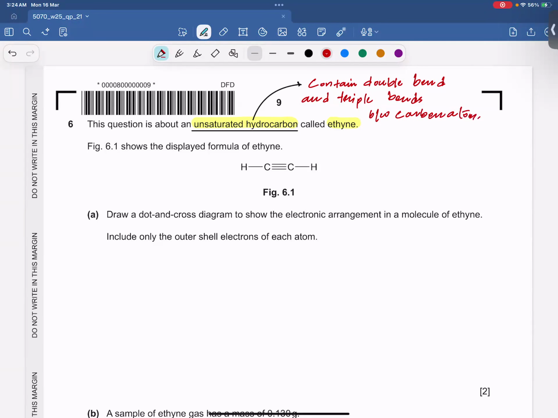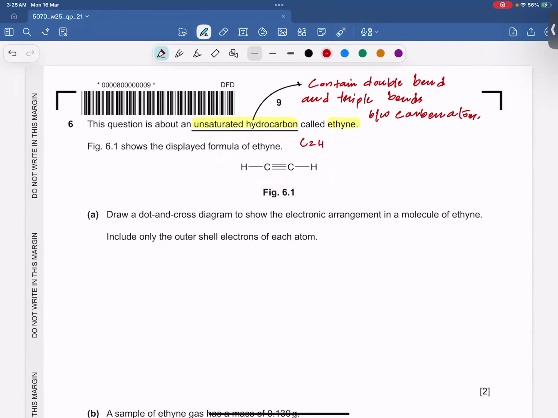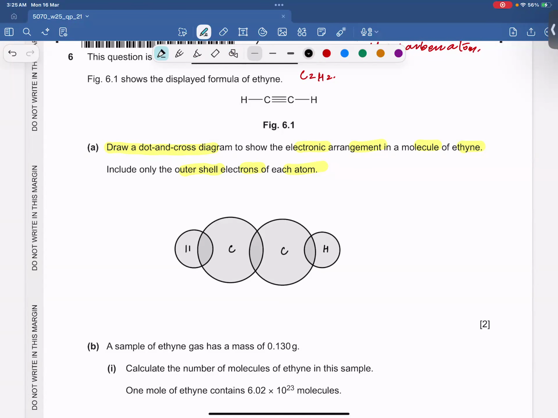All right. So this is the structure of ethine. Its molecular formula is C2H2. By the way, when we were discussing chemical bonding, I have given you the dot and cross diagram to show the electronic arrangement in the molecule of ethine. Show outer shell electrons only. So we have carbon, and this is also carbon, and this is hydrogen atom. Okay, so this is carbon, this is carbon, this is hydrogen, and this is hydrogen.